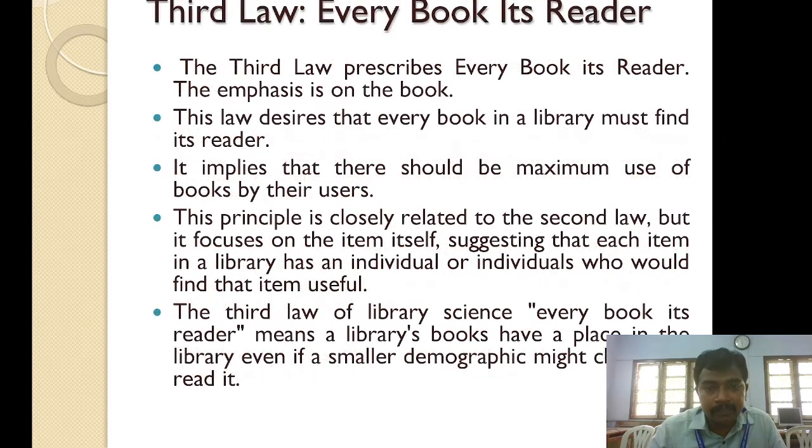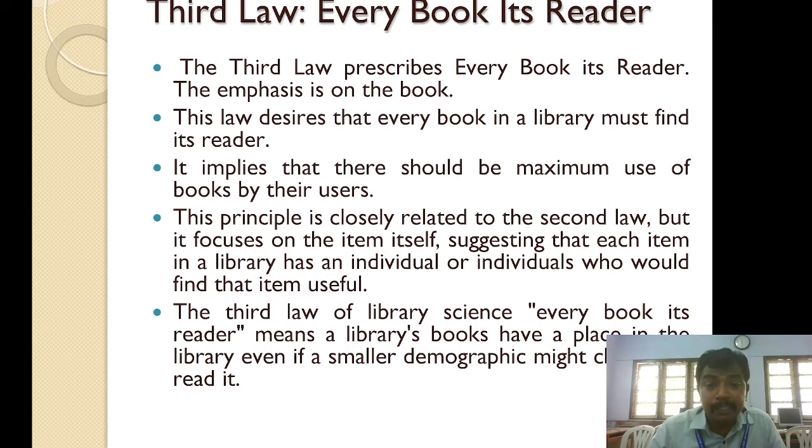The third law is every book its reader. The third law prescribes every book its reader. That means that the emphasis is on the book. The third law desires that every book in a library must find its reader. It implies that there should be a maximum use of books by the users.